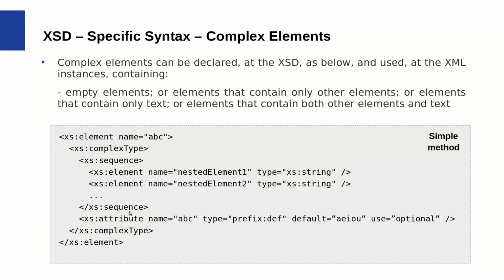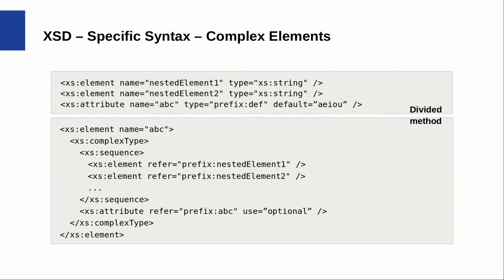And after the indicator element closes, you declare the eventual attribute as we've seen on the last lecture. Then you close the closing tag of that complex type, and lastly you close the element tag as here. So this is how you declare complex elements by using the simple method.